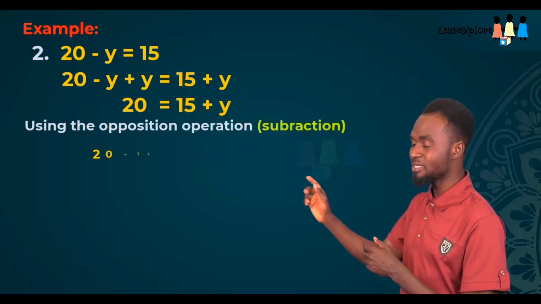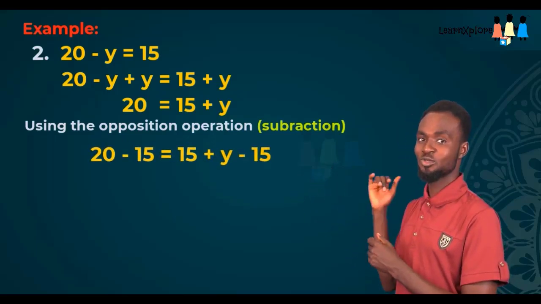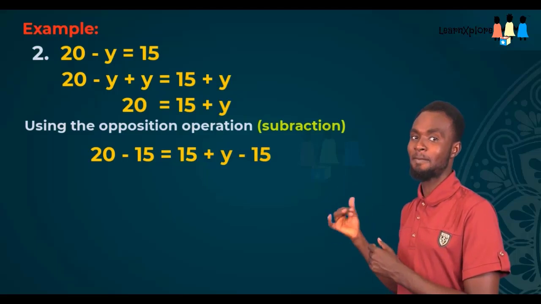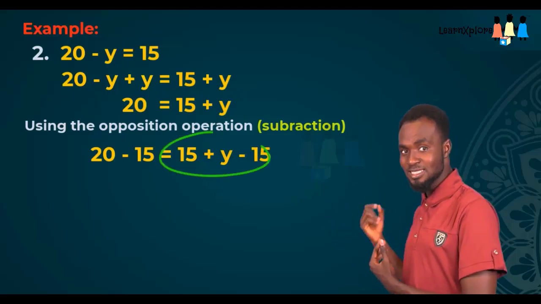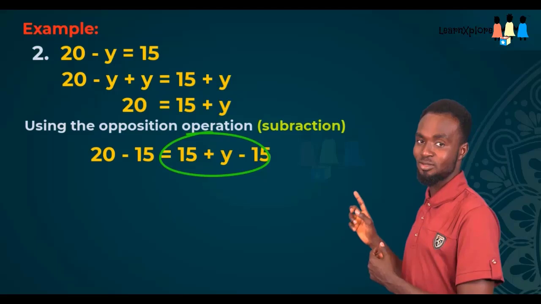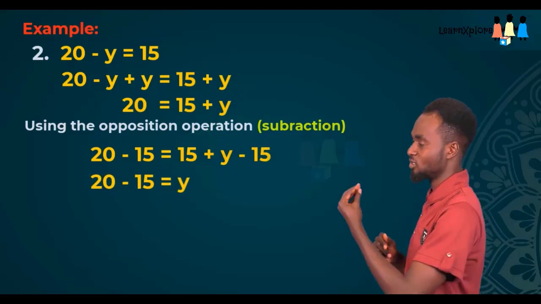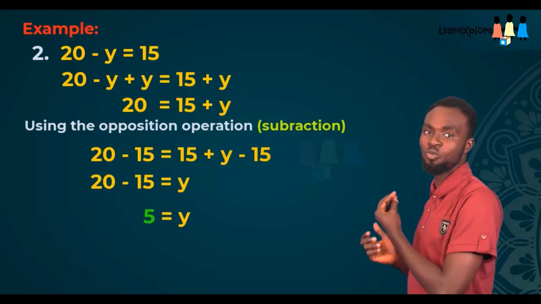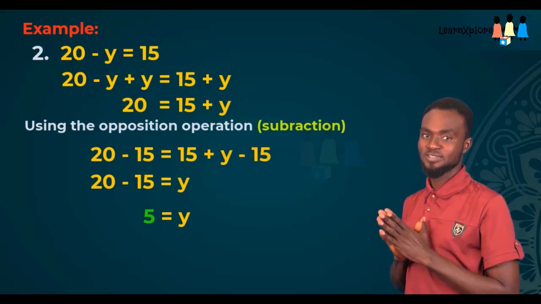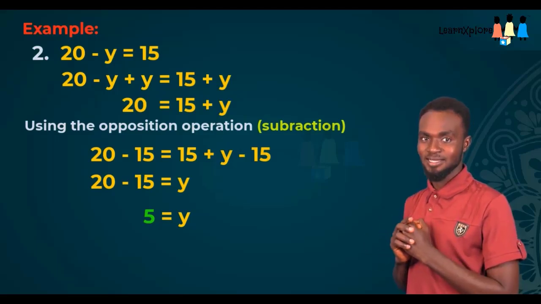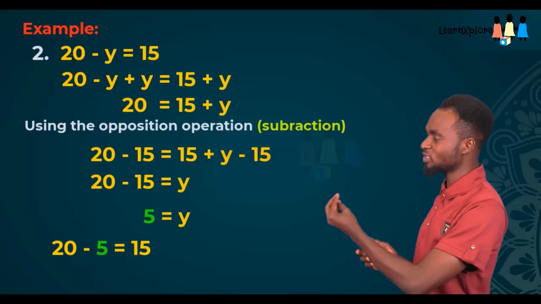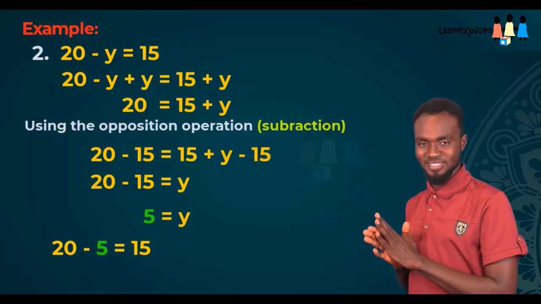So we have 20 minus 15 is equal to 15 plus y minus 15. So on the right hand side, we have 15 minus 15 will be 0. So we now have 5 is equal to y. So the unknown is 5. So let's check our answer. Since 5 is the unknown, we have 20 minus 5 is equal to 15.